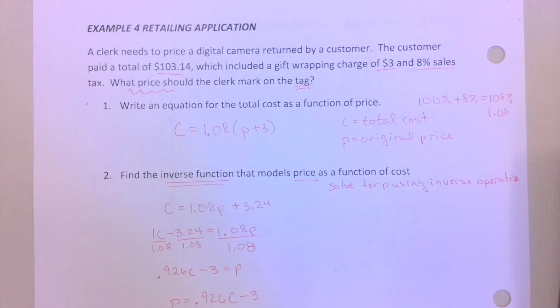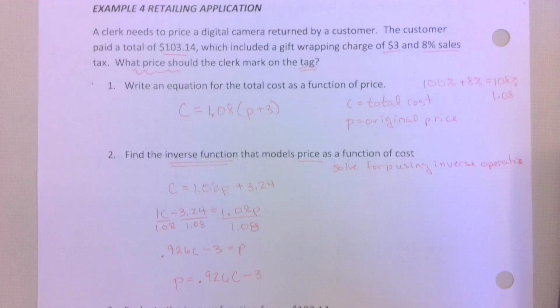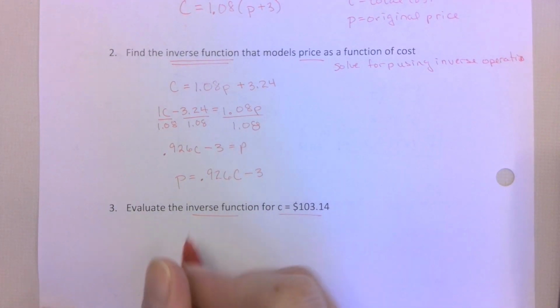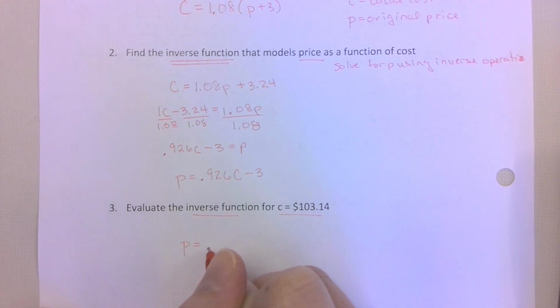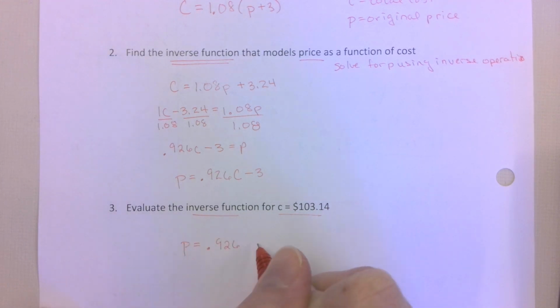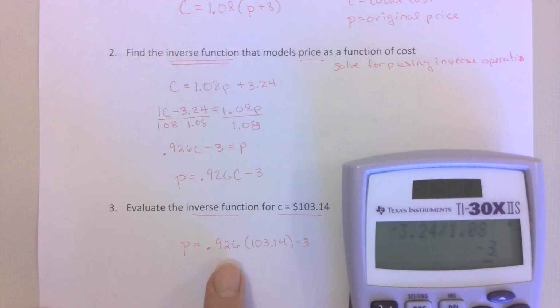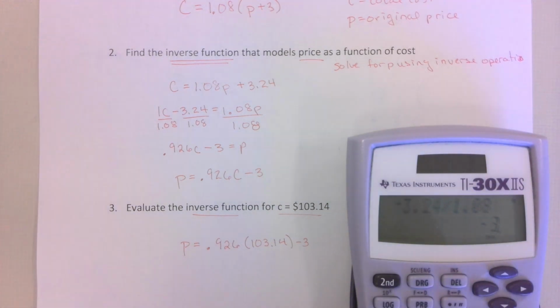All right, so evaluate the inverse function for this. We are going to take our cost and put it in for C. So the price is equal to 0.926 times the cost of $103.14, and then take away 3. Now remember, we did round that 0.926.